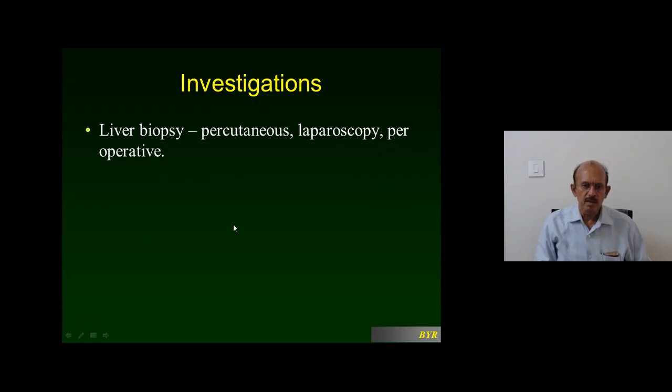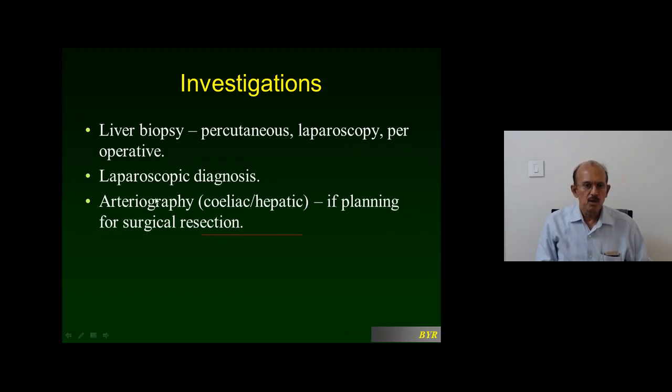So once you find the mass by ultrasound scan, you must do a CT scan. The purpose of CT scan is to exclude the hemangioma. Once you exclude hemangioma, then you go for liver biopsy, either percutaneous, laparoscopic or peroperative under guidance. That means under CT guidance, you have to do the biopsy. Sometimes you may have to do laparoscopy and then take a biopsy from the liver mass.